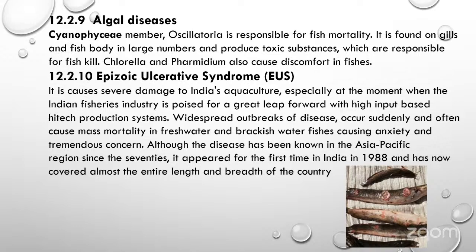Although the disease has been known in the Asia Pacific region since the 70s, it appeared for the first time in India in 1988 and has now covered almost the entire length and breadth of the country. If you look at the fish, how the body is completely damaged. This is one of the algal diseases, epizootic ulcerative syndrome. All over the body of the fish, we can see the ulcers, the wounds, the deep wounds.